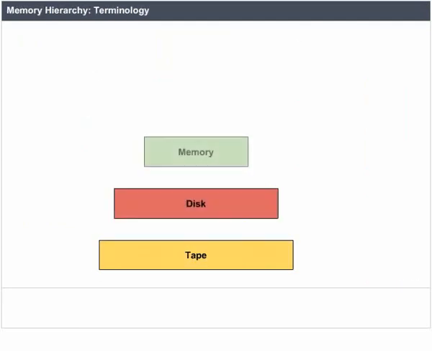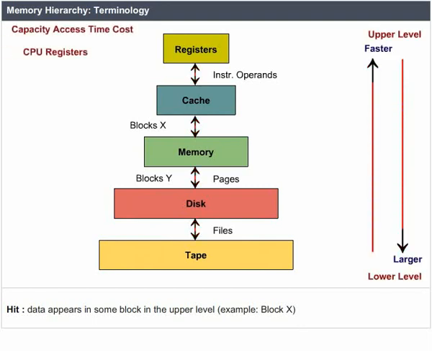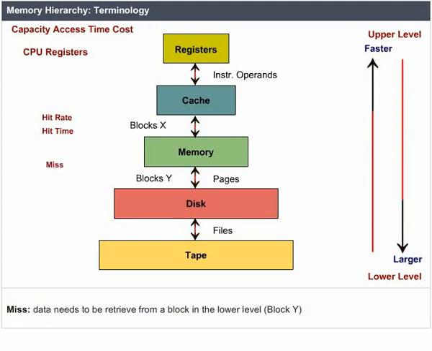Memory hierarchy. Terminology. Hit. Data appears in some block in the upper level. Example, block X. Hit rate. The fraction of memory access found in the upper level. Hit time. Time to access the upper level, which consists of RAM access time plus time to determine hit or miss. Miss. Data needs to be retrieved from a block in the lower level, block Y.